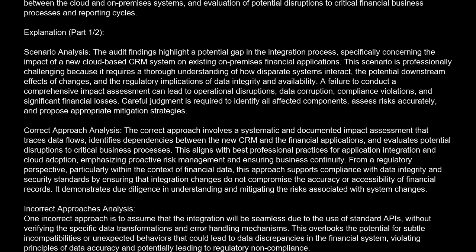Incorrect approaches analysis. One incorrect approach is to assume that the integration will be seamless due to the use of standard APIs, without verifying the specific data transformations and error handling mechanisms. This overlooks the potential for subtle incompatibilities or unexpected behaviors that could lead to data discrepancies in the financial system, violating principles of data accuracy and potentially leading to regulatory noncompliance.